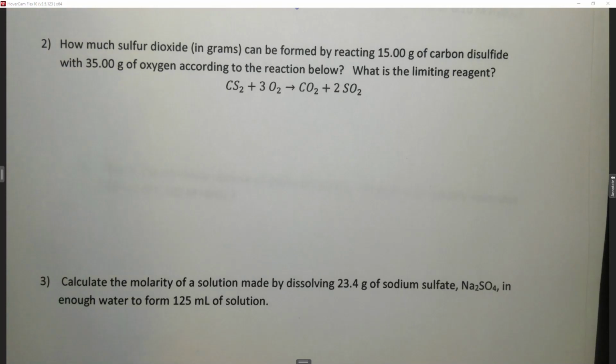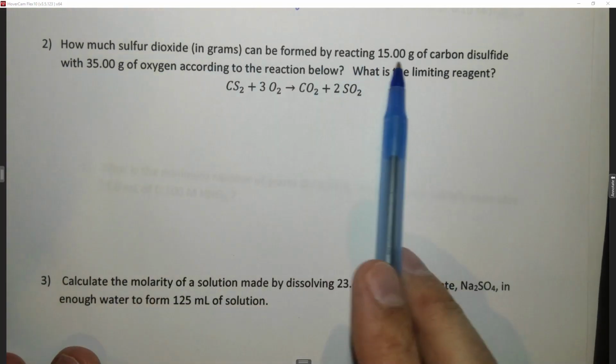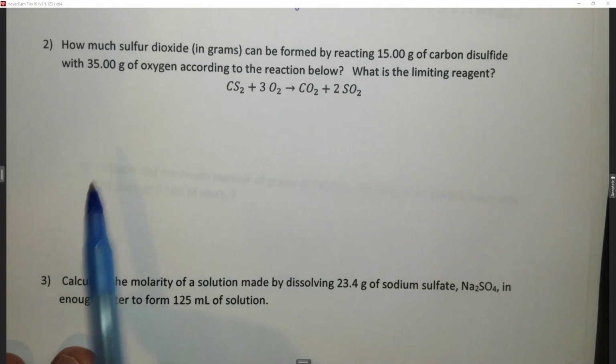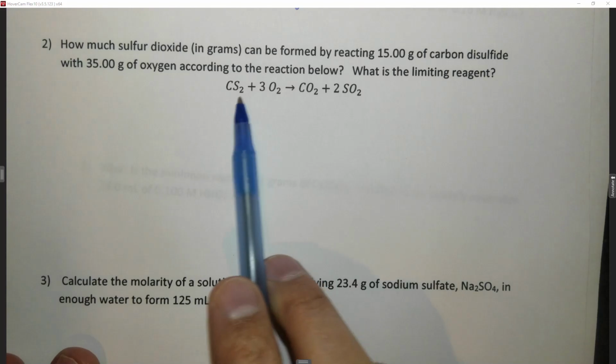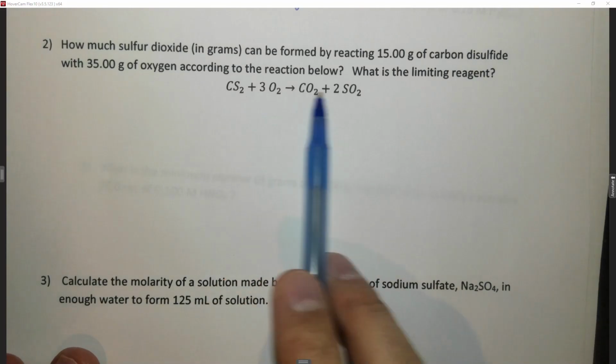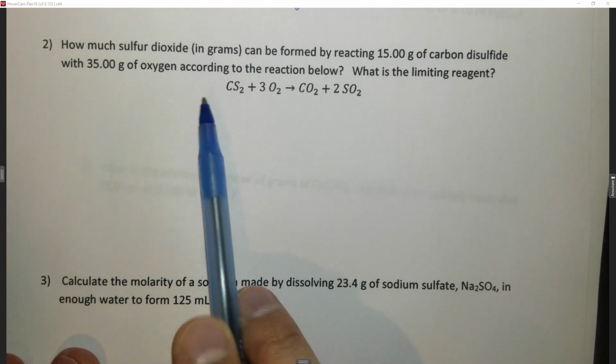The second question says, how much sulfur dioxide in grams can be formed by reacting 15 grams of carbon disulfide, this one, with 35 grams of oxygen, this one, and whoever wrote this, which was probably me, forgot to put the states of matter. These are all gases. This one depends on the temperature.